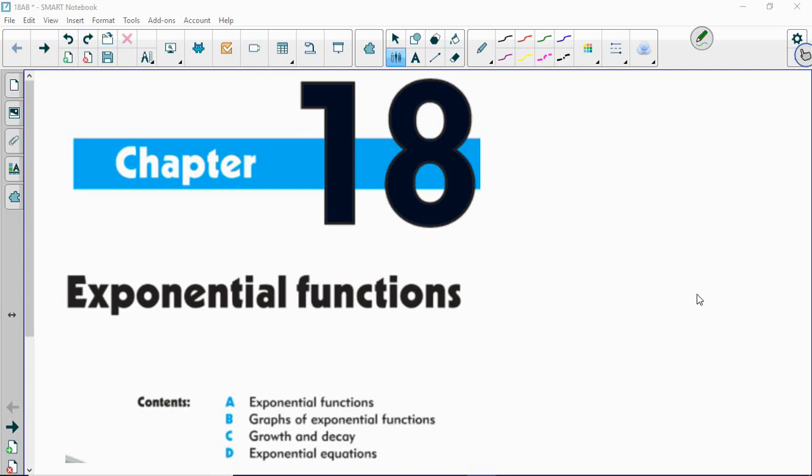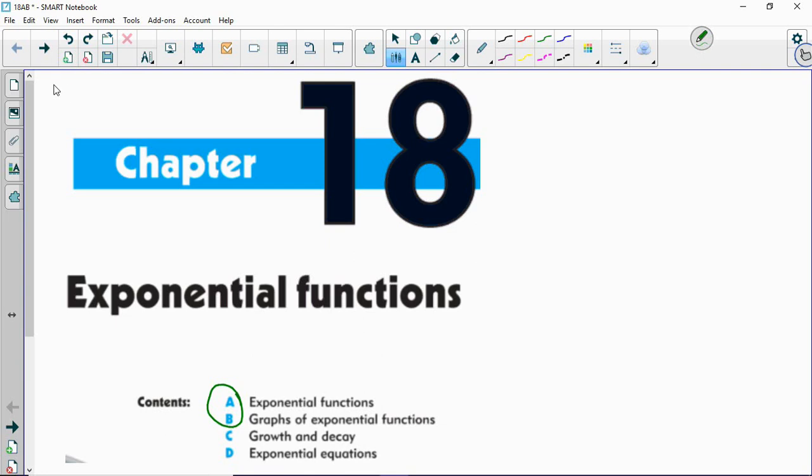All right, this is chapter 18. We're learning a new type of function today. They're called exponential functions, and we're going to be taking a look at their graphs. And since we're looking at the graphs of functions, that means we're also going to be connecting back to our dear friends, the function transformations. So lots of good stuff.